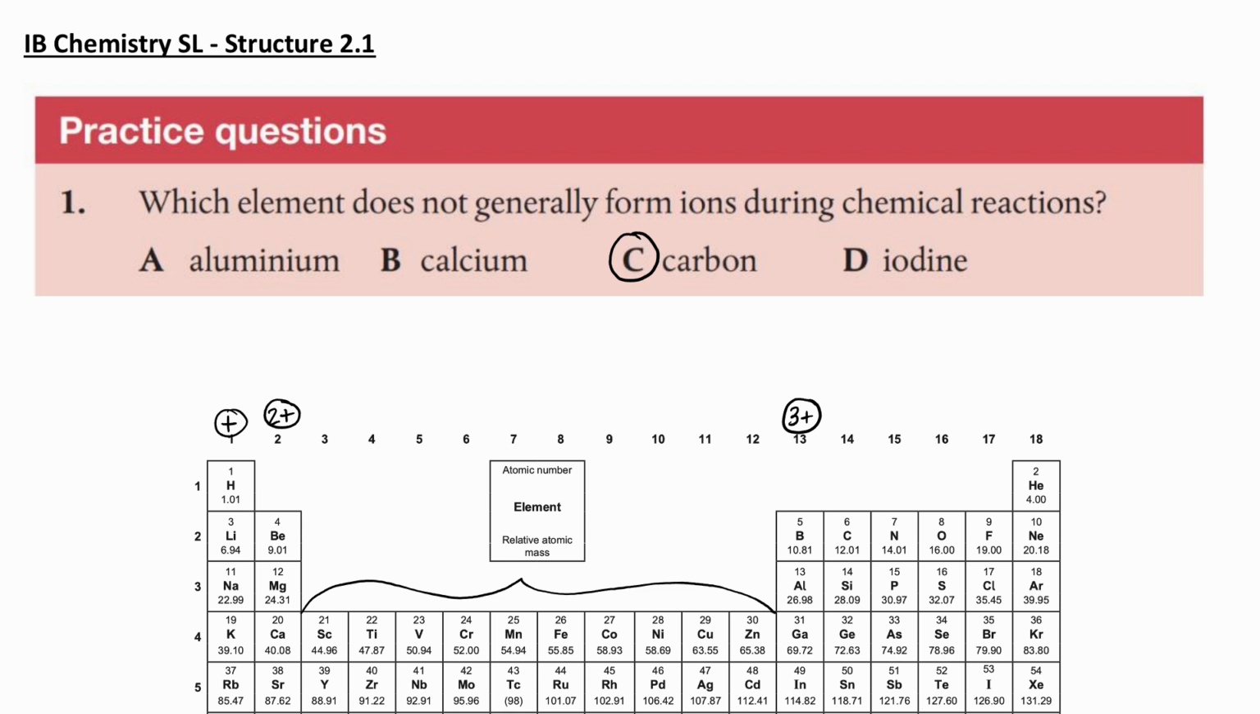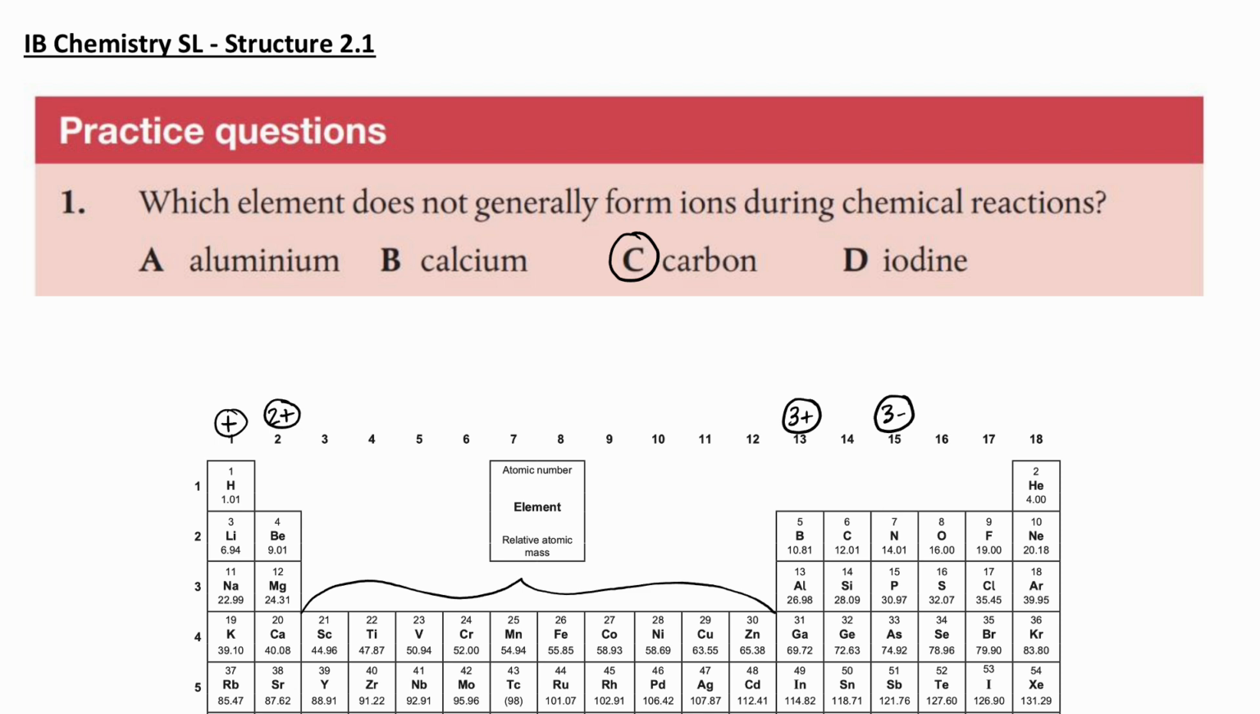Our nonmetals have more than 4 electrons, so they are most likely going to gain electrons in order to get to that 8 or full octet. So like nitrogen and phosphorus, for example, those have 5 valence electrons, so they want to gain 3 electrons, which would give them a negative 3 charge.